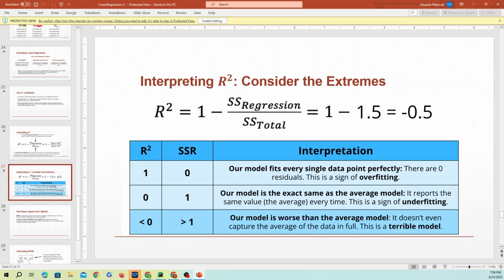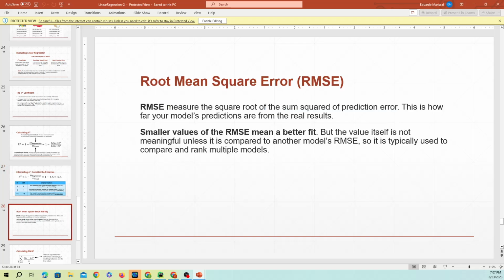All right, so the other one would be the root mean square error. The root mean square error measures the square root of the sum of squares of the prediction error. We'll see the formula for that one. This is how far your model predictions are from the real numbers. Smaller values of the root mean square error mean a better fit, but the value itself is not meaningful unless it's compared to another model's root mean square error.